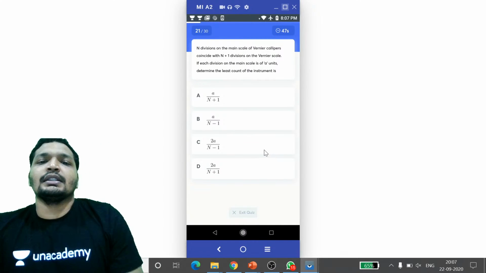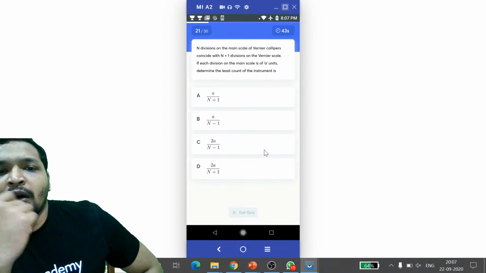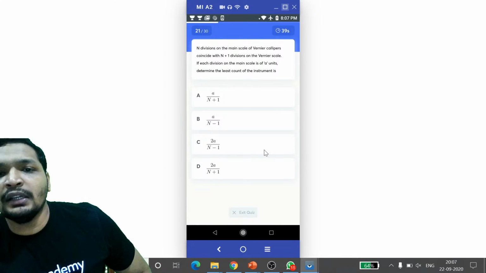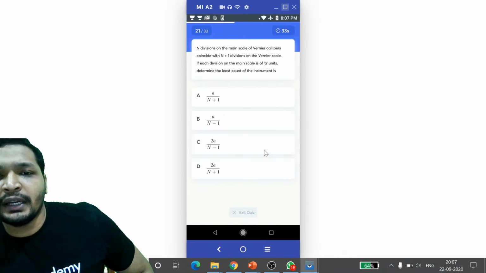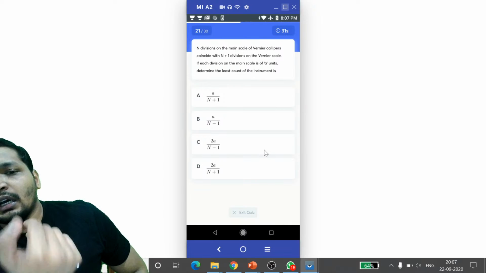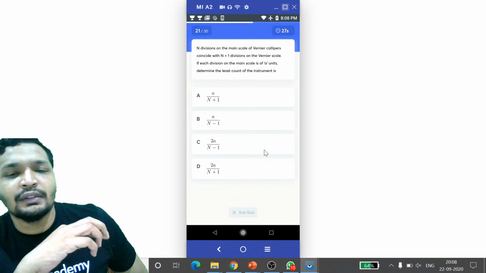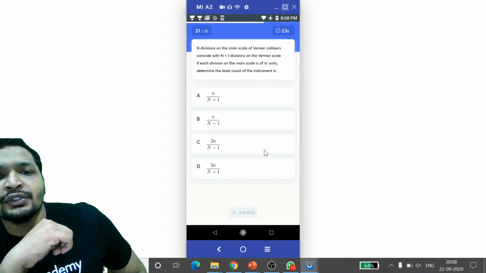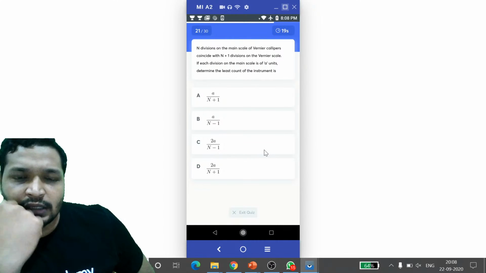What is it? n vernier scale divisions is equal to n plus 1 main scale divisions. Main scale division is A. So 1 VSD is equal to n plus 1 divided by n into A. And least count is 1 main scale division minus 1 vernier scale division.